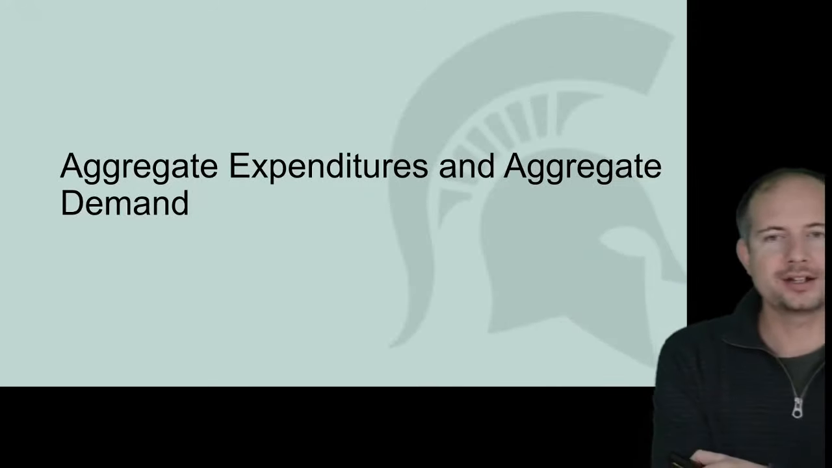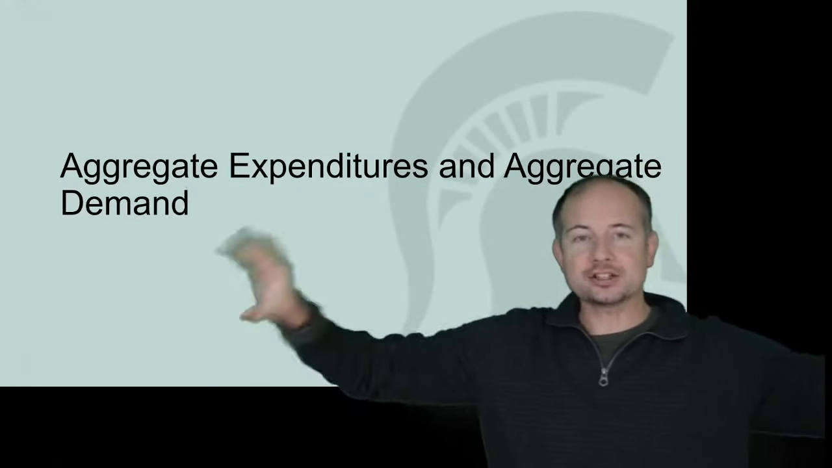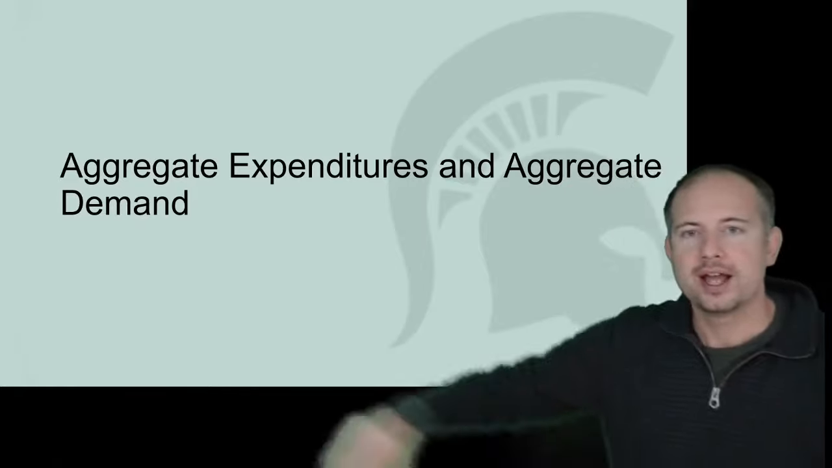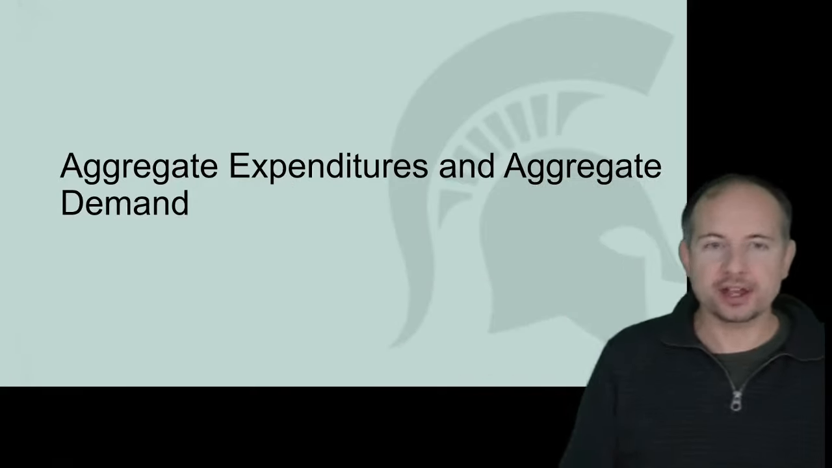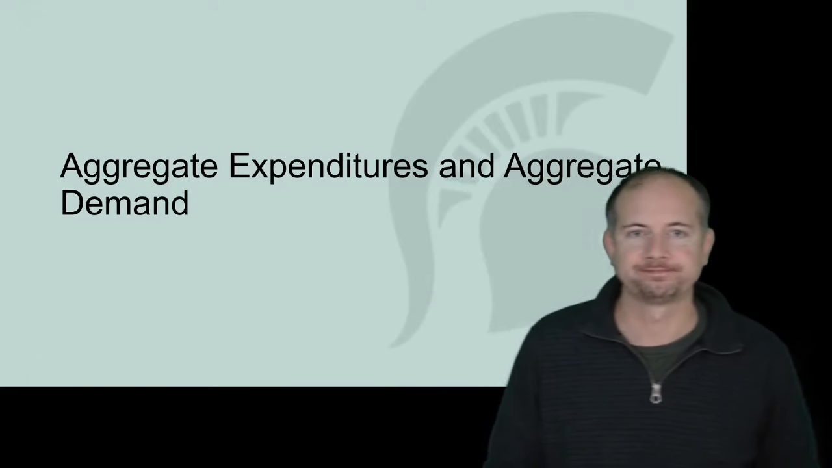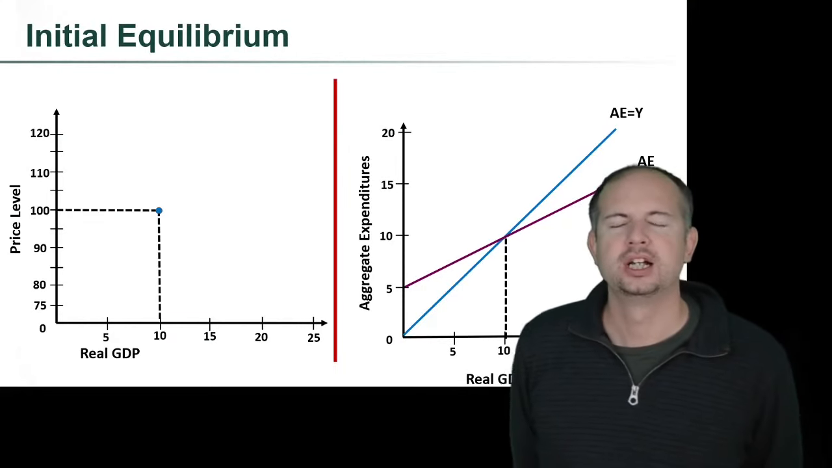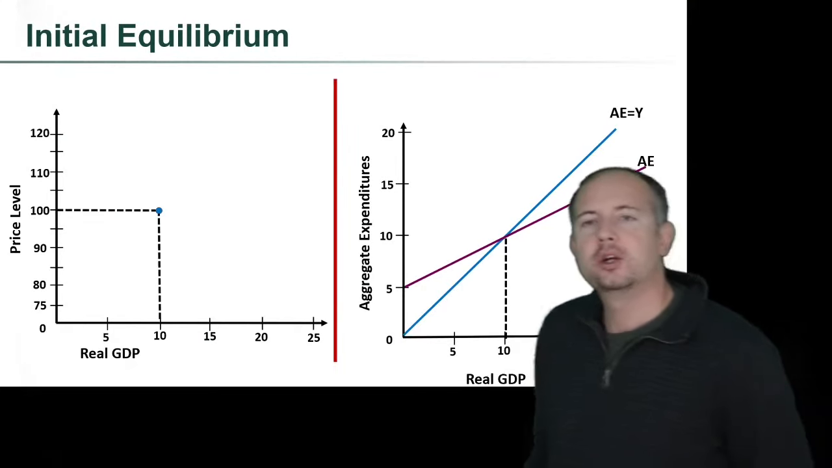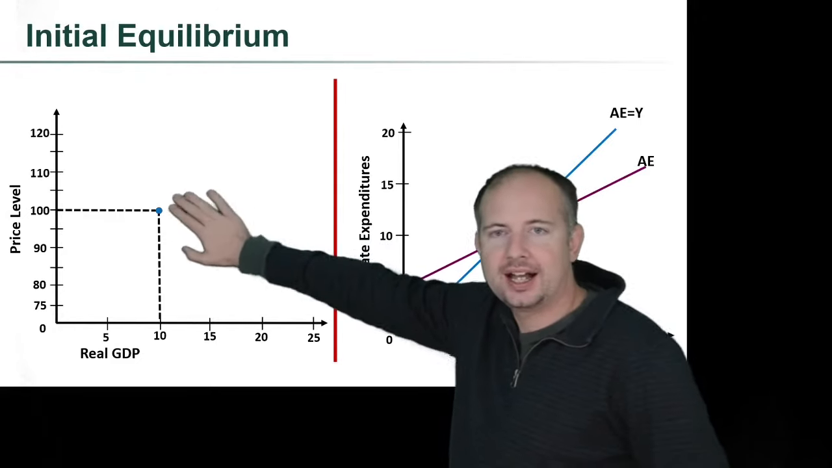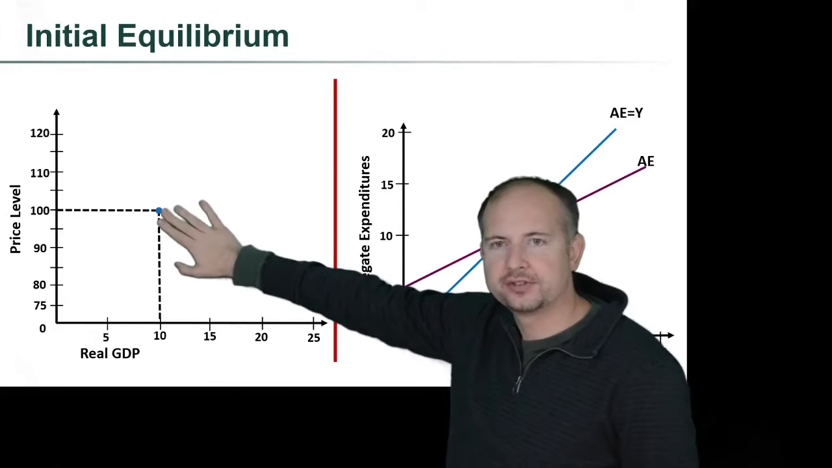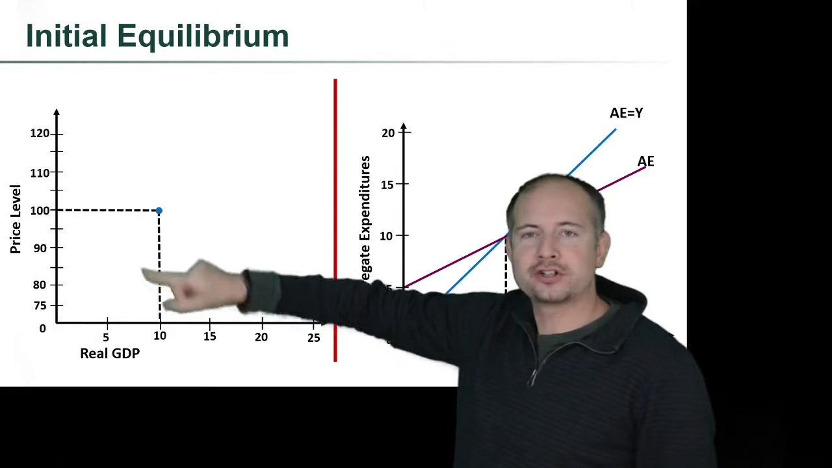So now what I want to do is take the last two things we've learned about, aggregate expenditures and aggregate demand, and see how they work together, see how they relate. So first, right here is going to be a point on our aggregate demand curve. So for now, we're going to start off with just one dot.